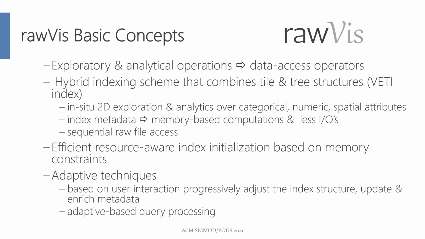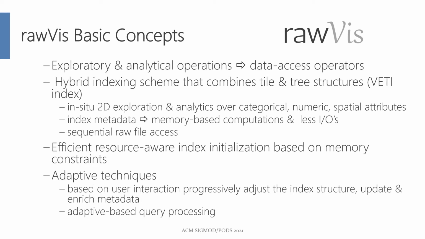First, we start from an exploratory user-oriented approach, and we formulate visual operations over spatial and categorical attributes as data access operators. We then propose VETI, a hybrid index that combines tile and tree structures and supports in situ exploration and analytics over categorical, numeric, and spatial attributes.